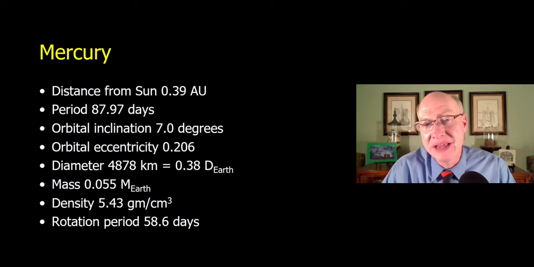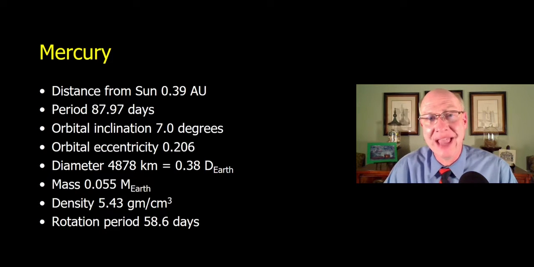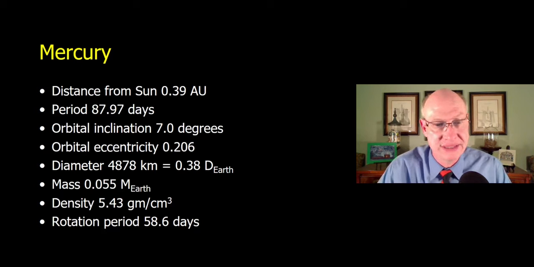Its diameter is about 38% the diameter of the Earth, and its mass is about 0.055 times the mass of the Earth, or a little bit more than about 1/20th the mass of the Earth. Its density is almost the density that the Earth has, 5.43 grams per cubic centimeter, which means, of course, as we already knew, that Mercury is a terrestrial, rocky planet. As we'll find out, Mercury also has a giant iron-nickel core inside of it.